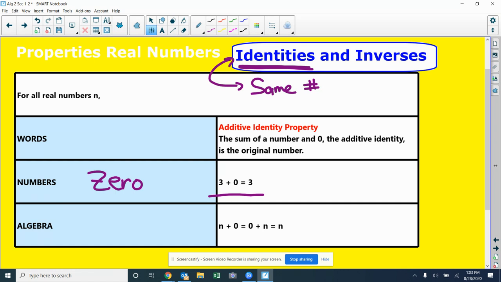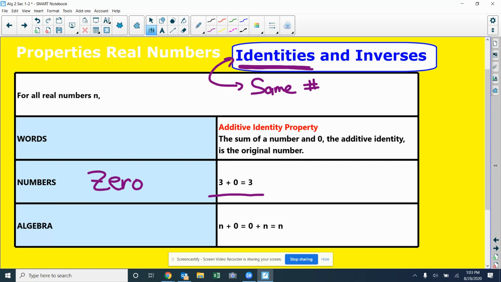0. I'm sure your mom and dad would love to add the additive identity to your allowance. Hey, Dad, I need some money tonight. Well, I'm going to add the additive identity to your allowance tonight, buddy. Go ahead, have some fun.